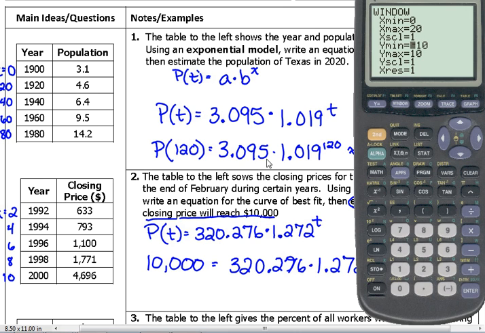Okay, let's talk about the Y values. The Y values refer to closing price. Our minimum closing price was 633, so I'm going to go to like 500. And we need to get up to 10,000, so I'm going to give myself a little bit of a buffer here. I'm going to go to 10,250 just so that I can see. I don't want it to be right there at 10,000 or it's going to cut off my line. So now I'm going to press graph. There's my 10,000 right there. Here comes my exponential function.